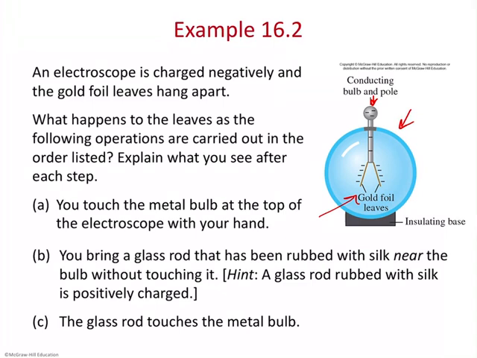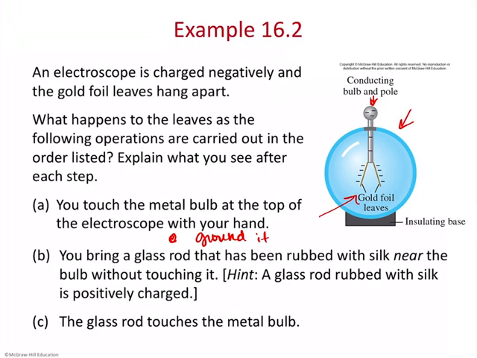So it's saying that the electroscope is charged negatively, and so the foil leaves are apart, and it asks what happens if you do the following things. The first one: if you touch the metal bulb with your hand, what happens to it? Well, you are in some way grounded, because you're standing on the ground or sitting on something that is touching the ground, and so the electrons are going to flow through you and you're going to ground it. Okay? So that's the first one.